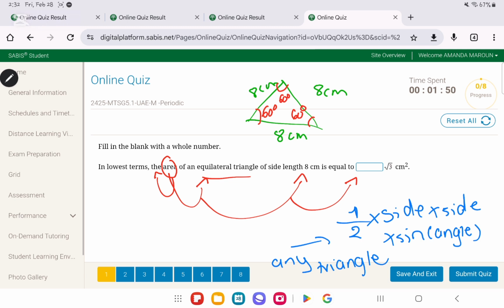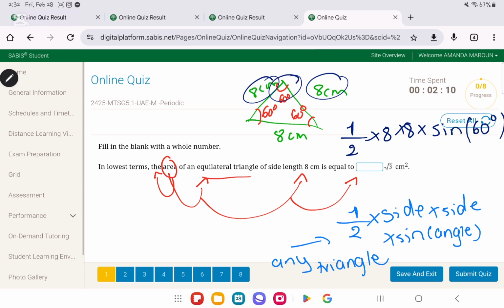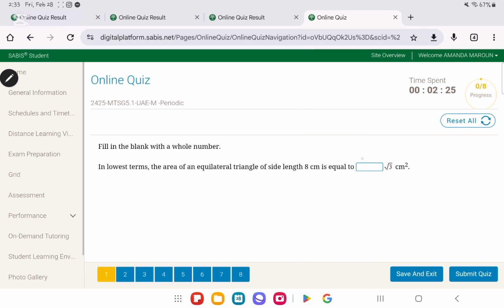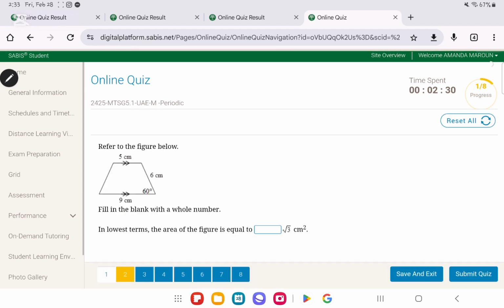So, very simply, if we apply this rule, it is going to become 1/2 times a side, which is 8, times another side, which is 8, times sine the angle in between them, which is 60 degrees. So on your calculator, if you put it, it is going to be 1/2 times 8 times 8 times sine 60. You will get an answer which is 16 radical 3 centimeter squared. So your answer is supposed to be 16 radical 3.